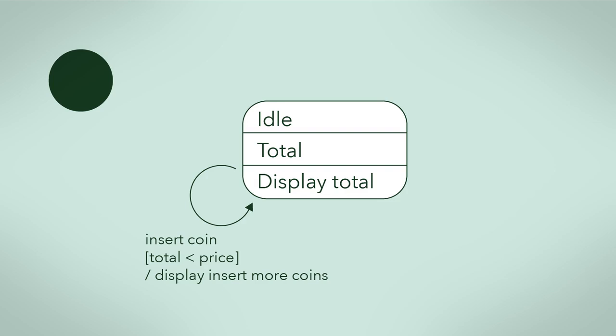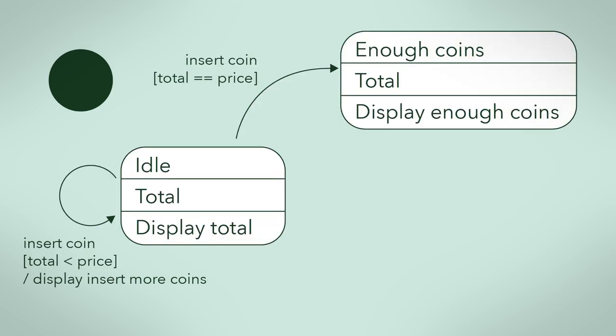But suppose, when in the idle state, someone inserts a coin and the total equals the product price. Let's express this situation with the transition arrow to a new state, named enough coins, and label this transition with the event insert coin and condition total equals price. Let's have an entry action for enough coins being display enough coins.